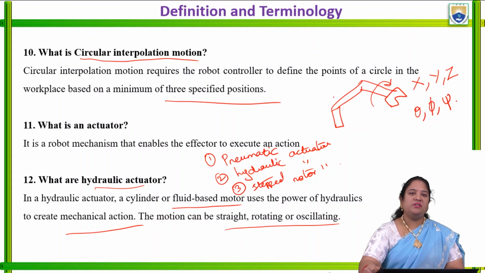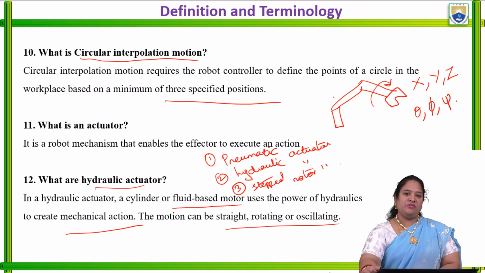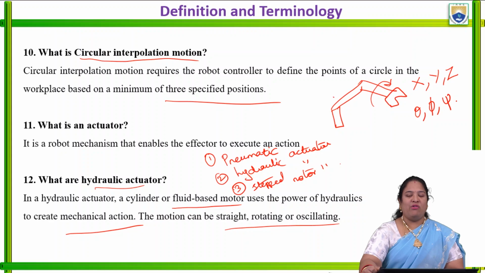An actuator is something which is used to create movement in the robot's manipulator, where we have three types of actuators: pneumatic, hydraulic, and stepped motor. In pneumatic, as the air is sucked inside, it creates some pressure inside the cylinder and moves the piston in the forward direction, due to which the robot's manipulator movement takes place. Whereas in the hydraulic actuator, we use a fluid or an oil which is sucked inside, creates a pressure, and moves the piston in the forward direction.